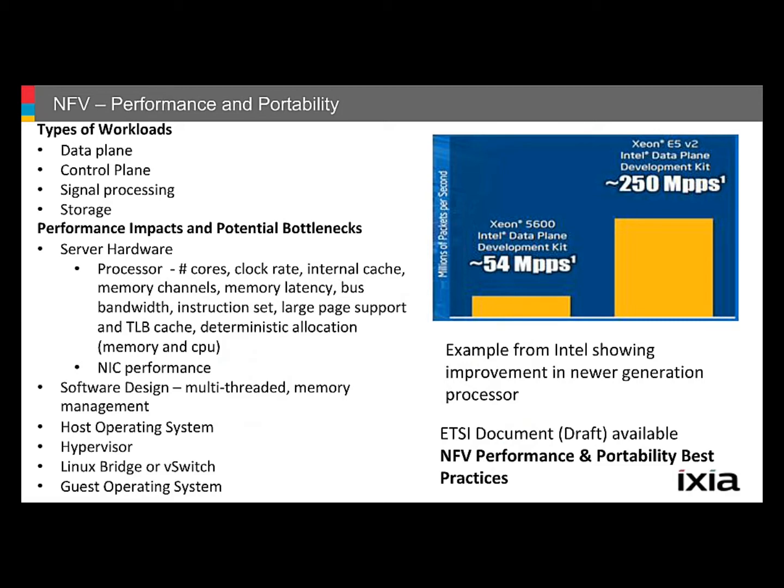When you look at the performance impact and potential bottlenecks, you have the server itself. This includes the processor, the number of cores, the clock rate of that processor, its internal cache capability, the memory channels, the memory latency, the bandwidth of the bus, the instruction set it supports. Another really critical component is large page support and TLB caching, and whether these things support deterministic allocation, as well as the network interface cards, which allow it to talk to the network.